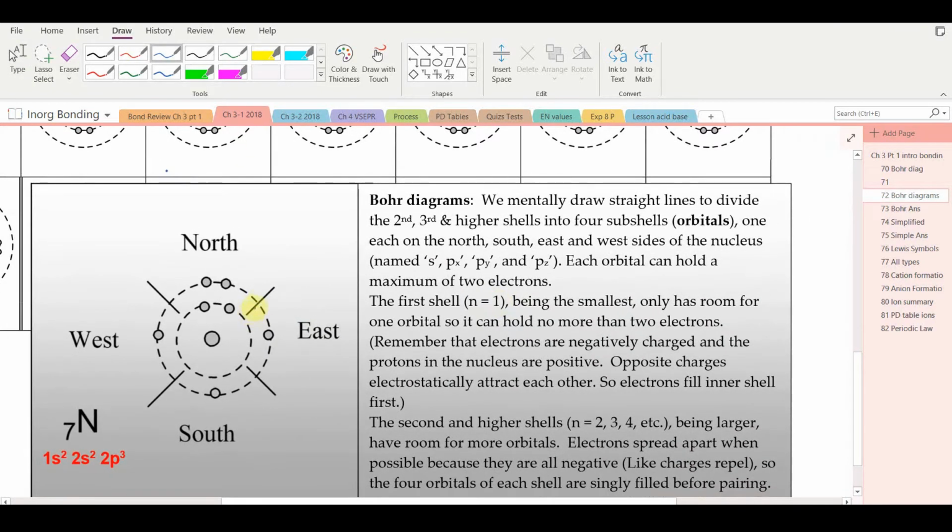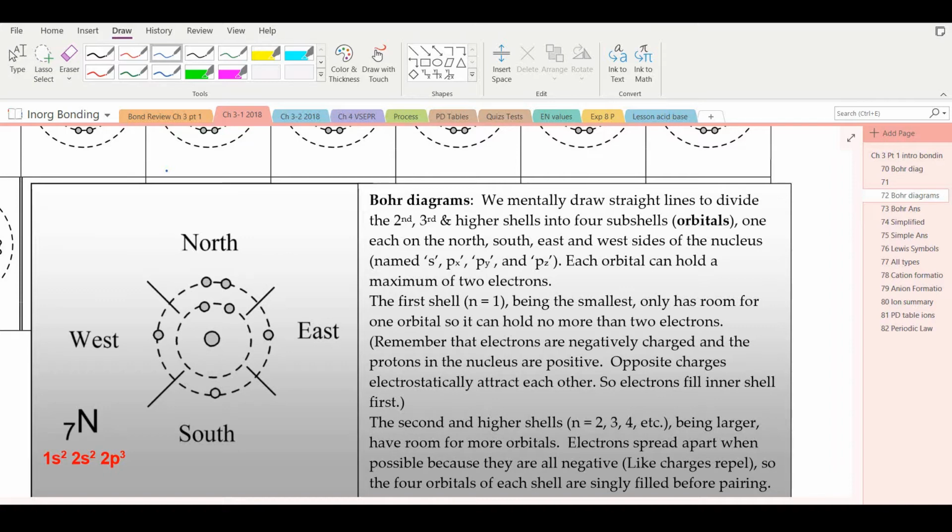We mentally draw straight lines to divide the second and third and fourth and higher shells into 4 subshells, which we call orbitals. So think of these positions as being orbitals. We learned about the s, px, py, pz orbitals. We draw 1 in the north, 1 in the south, 1 in the east, 1 in the west. And each orbital can hold a maximum of 2 electrons. The first shell, that'd be n equals 1, is the smallest. It only has room for 1 orbital, so it can hold no more than 2 electrons.